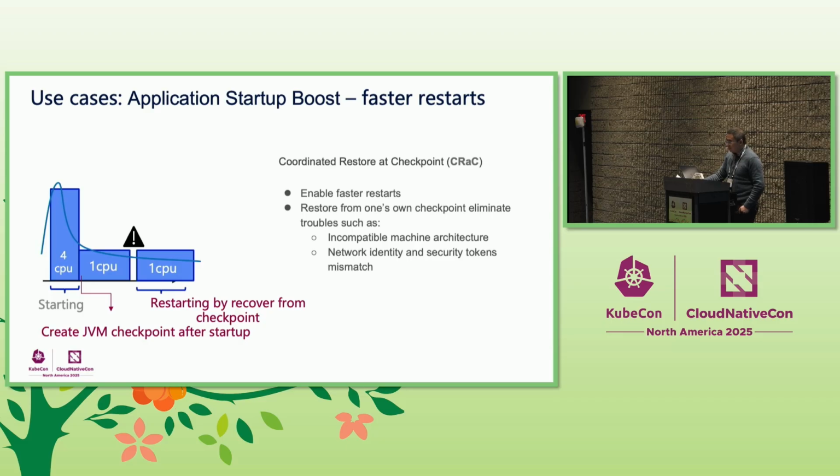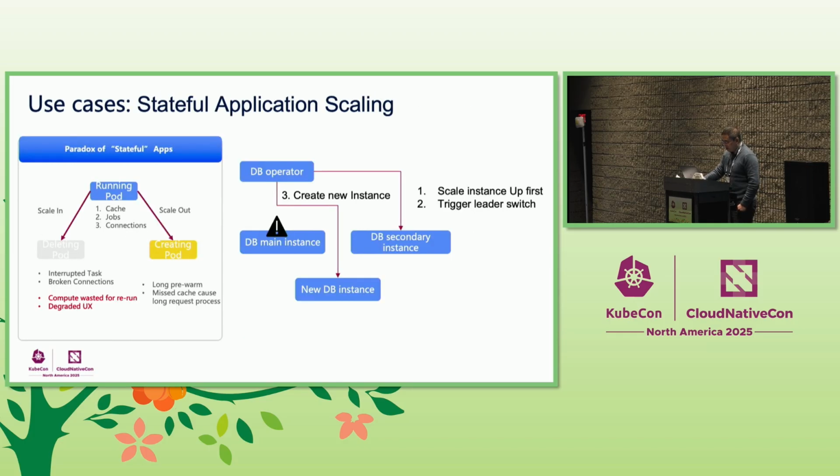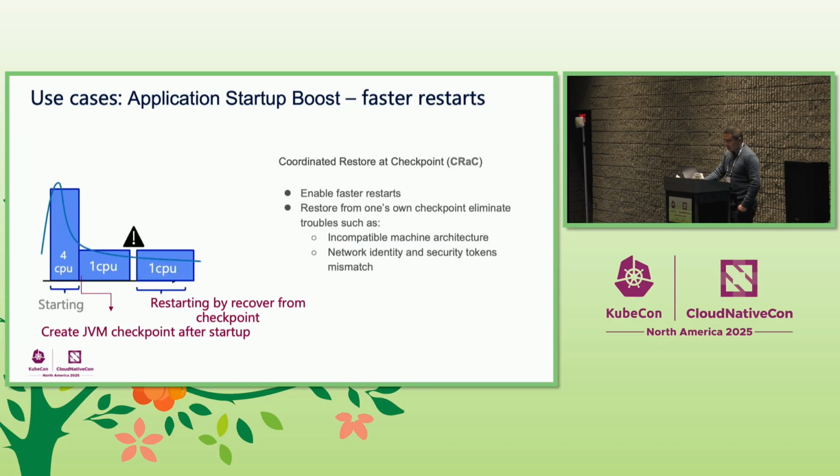One may wonder, why not just save the checkpoint in the image and start directly from the image? Well, we find that restoring from a checkpoint has its own troubles, such as incompatible machine architecture and network identity mismatch. So when we restore from the container's own checkpoint, we can avoid all these problems.